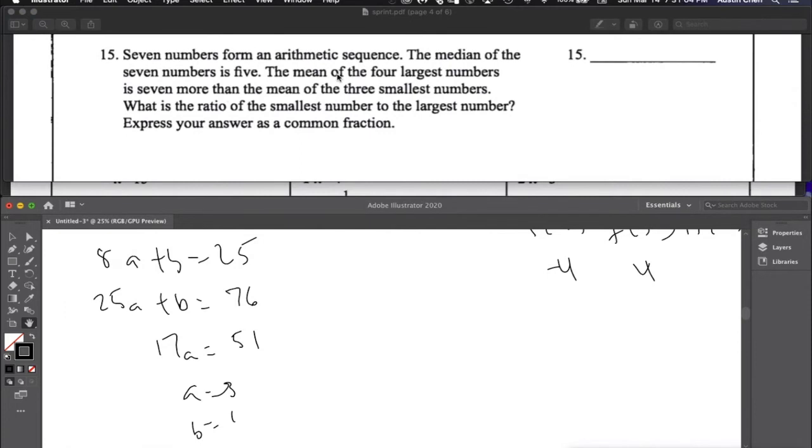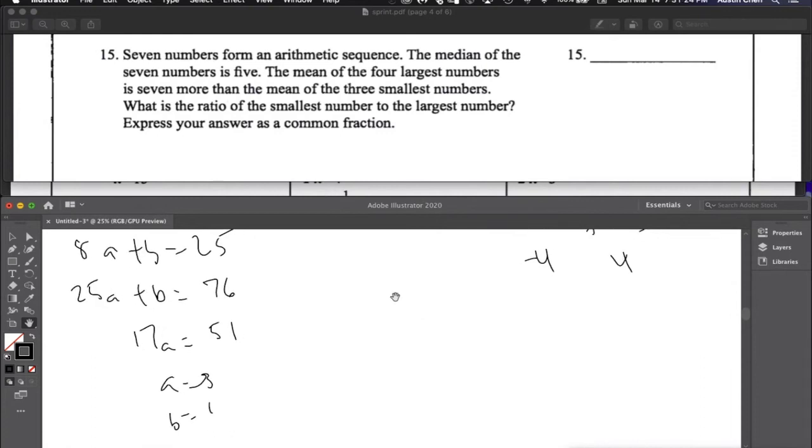Okay, number 15. 7 numbers form an arithmetic sequence. The median of the 7 numbers is 5. The mean of the 4 largest numbers is 7 more than the mean of the 3 smallest numbers. What is the ratio of the smallest number to the largest number? Express your answer as a common fraction. Okay, so we have 7 numbers, and they're an arithmetic sequence, and we know the median, or the middle of the 7 numbers, is 5.